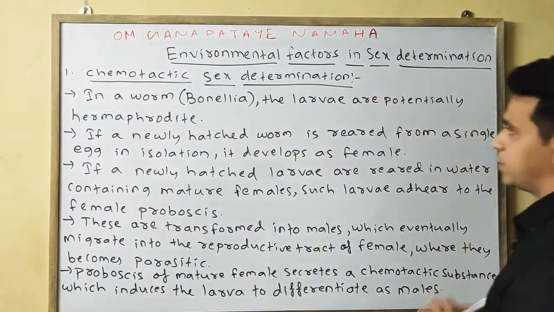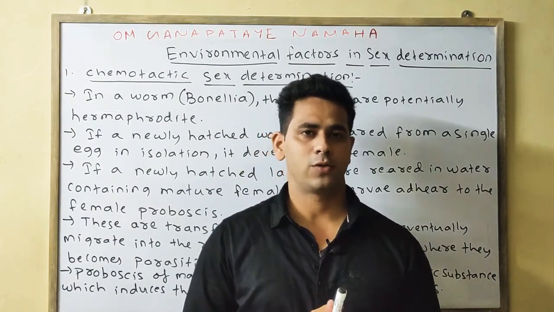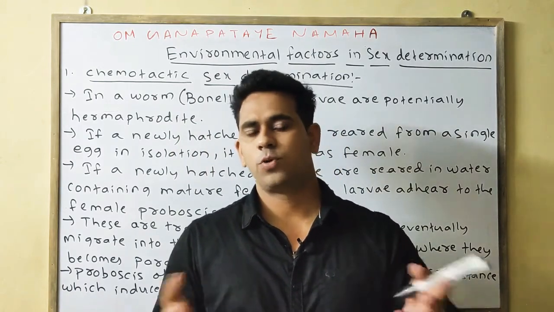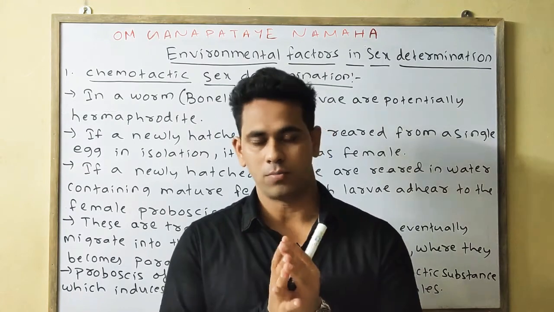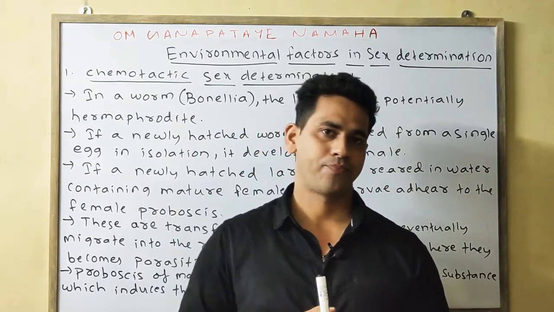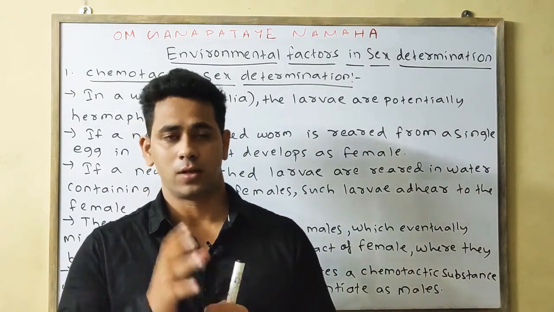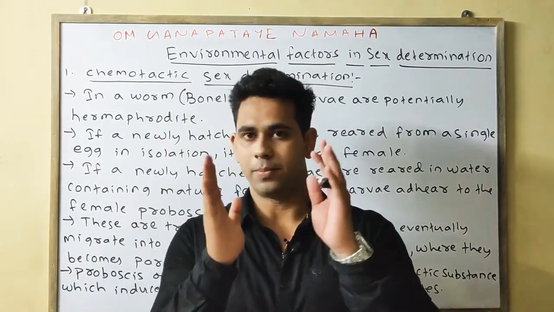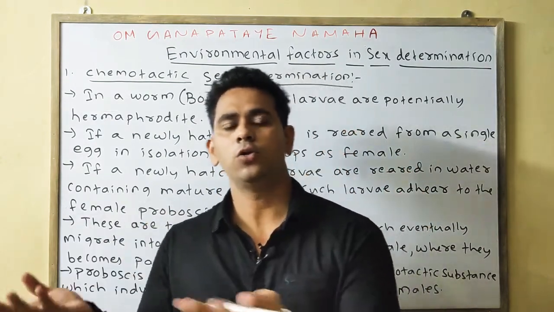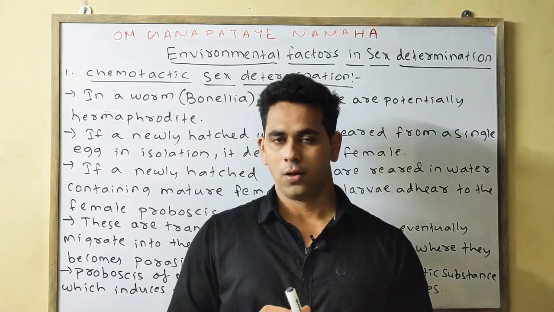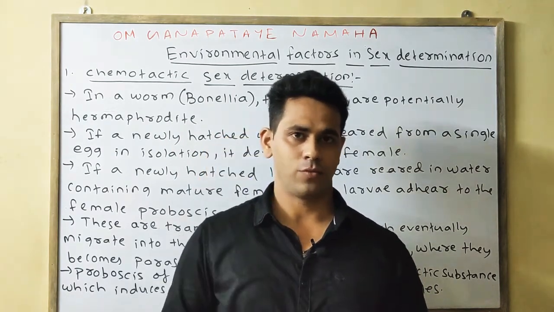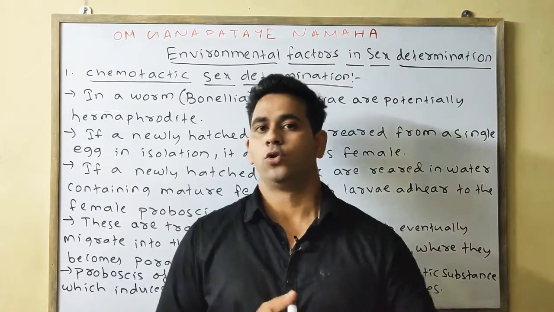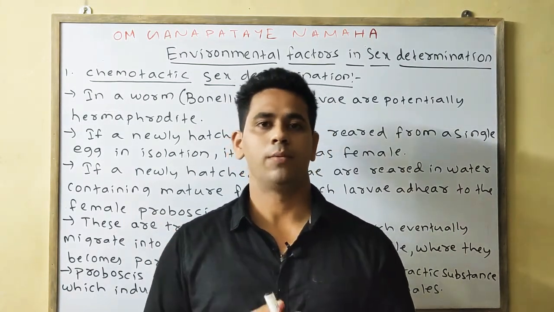In the case of chemotactic sex determination, the common example is a worm, Bonellia. What is Bonellia? Bonellia is a special kind of worm which belongs to the phylum Annelida. The larvae of Bonellia which are isolated from the mature female develop into females. But the larvae which adhere to the proboscis of the female eventually develop into males.